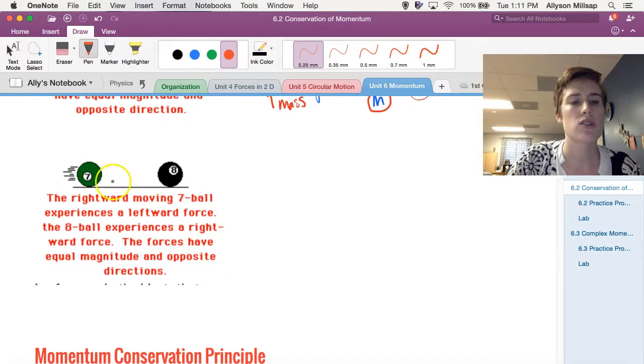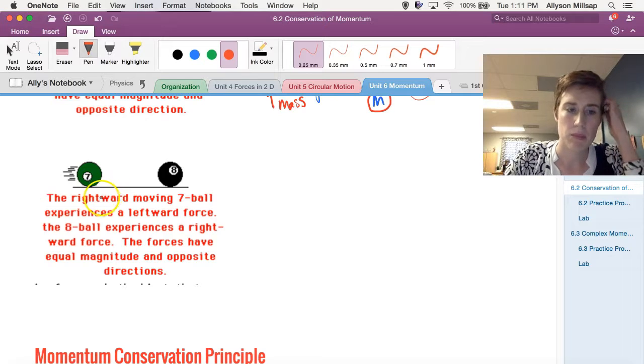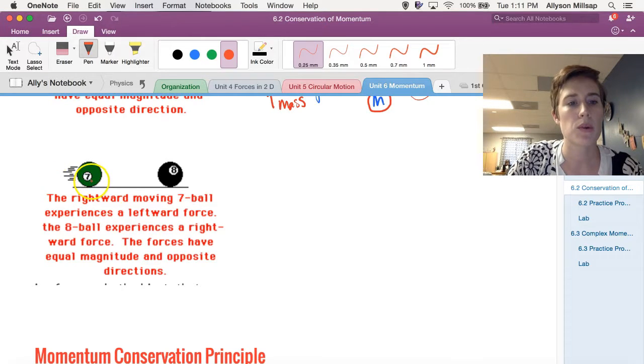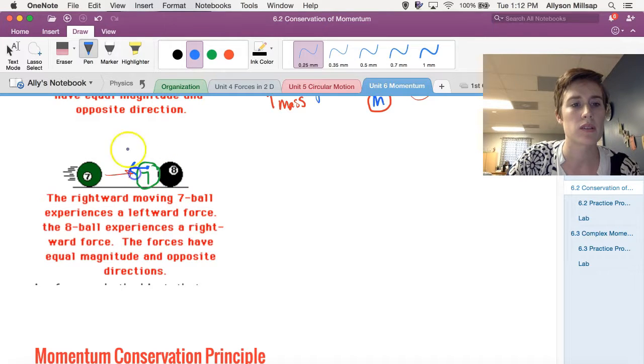So let's look at these two billiard balls. So this rightward moving, the seventh ball right here, experiences a leftward force, and the eighth ball is going to experience a rightward force when they hit. So here's this ball, and it comes all the way over here, okay, and it touches, it actually hits. So the seventh ball hits the eighth ball. So the seventh ball is going to experience a push backward because it hit the eighth ball.